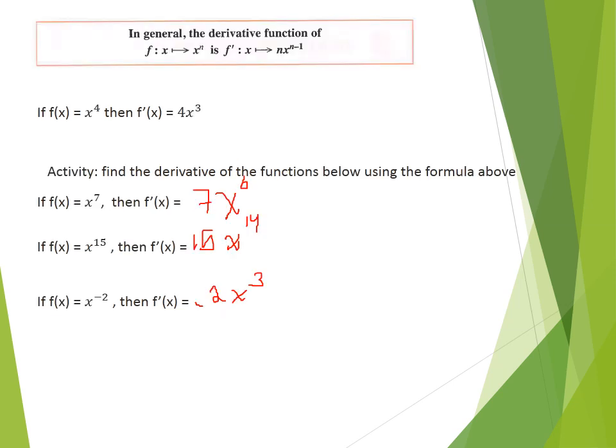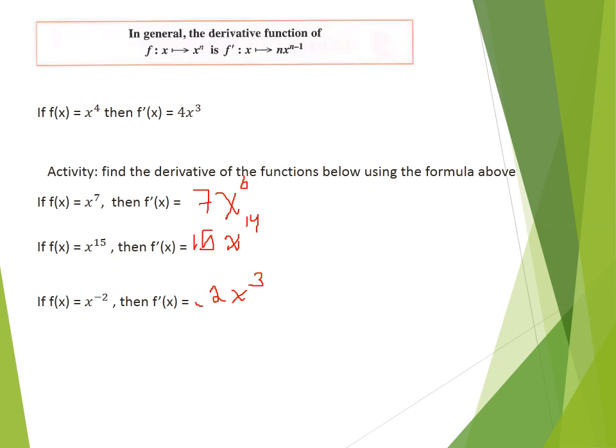Now, if we have a function x to the power n, its derivative is n x to the power n minus 1. It's as if we bring the power down and subtract 1 from the power. So we have a function x to the power 4. The first thing you have to do is bring the 4 down, and we subtract 1 from 4, we get 3. So the derivative of the function becomes 4x to the power of 3.